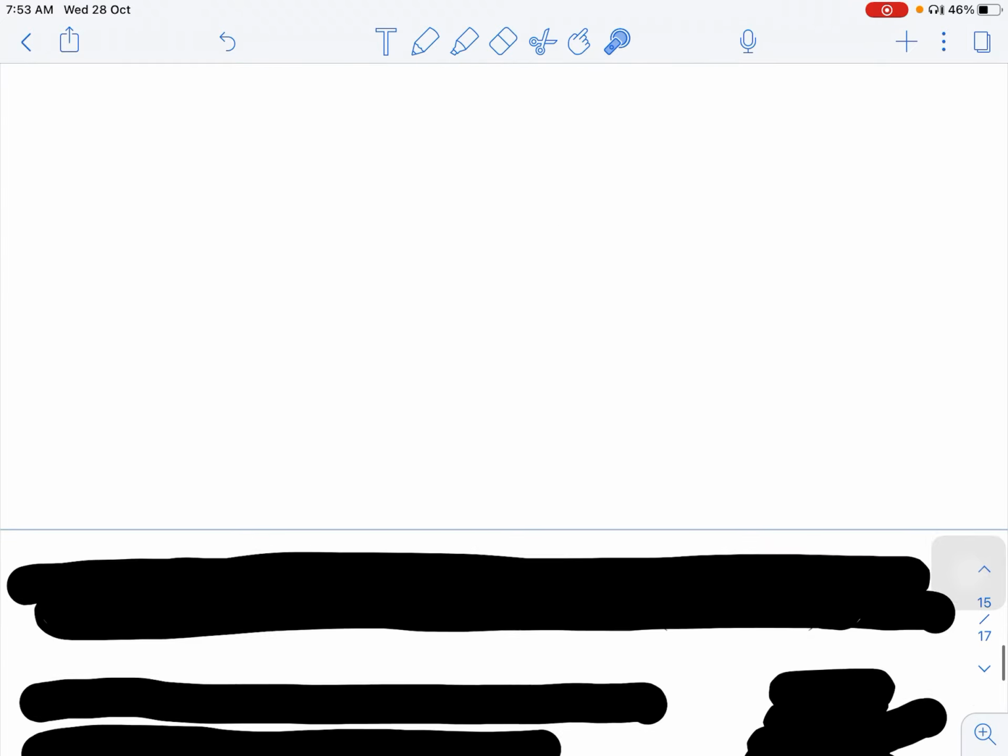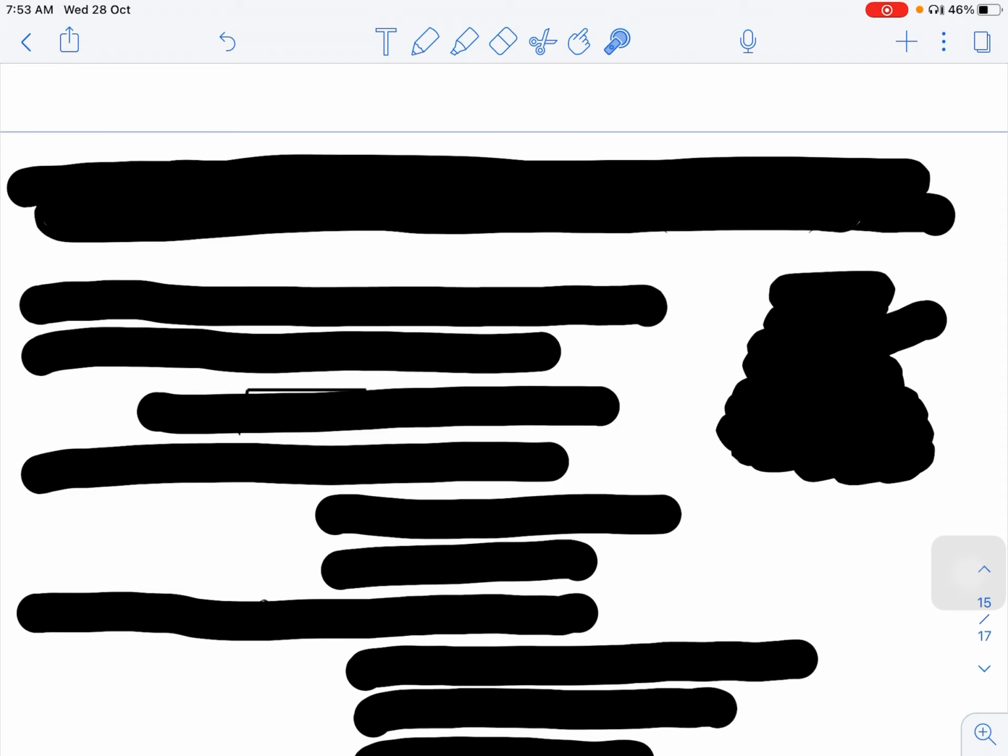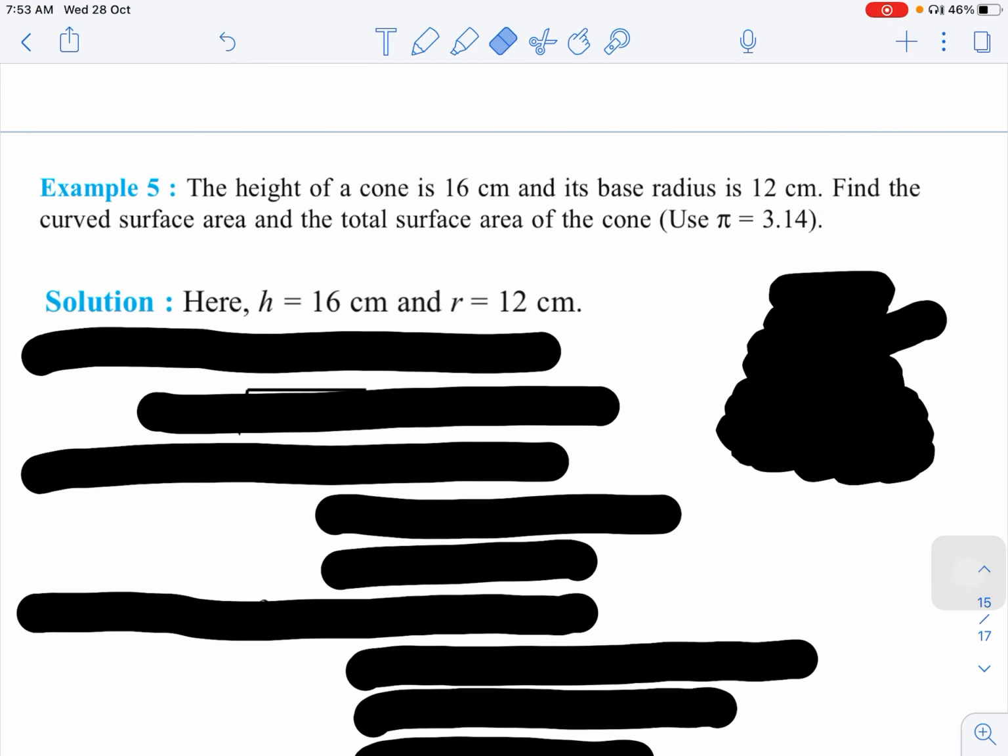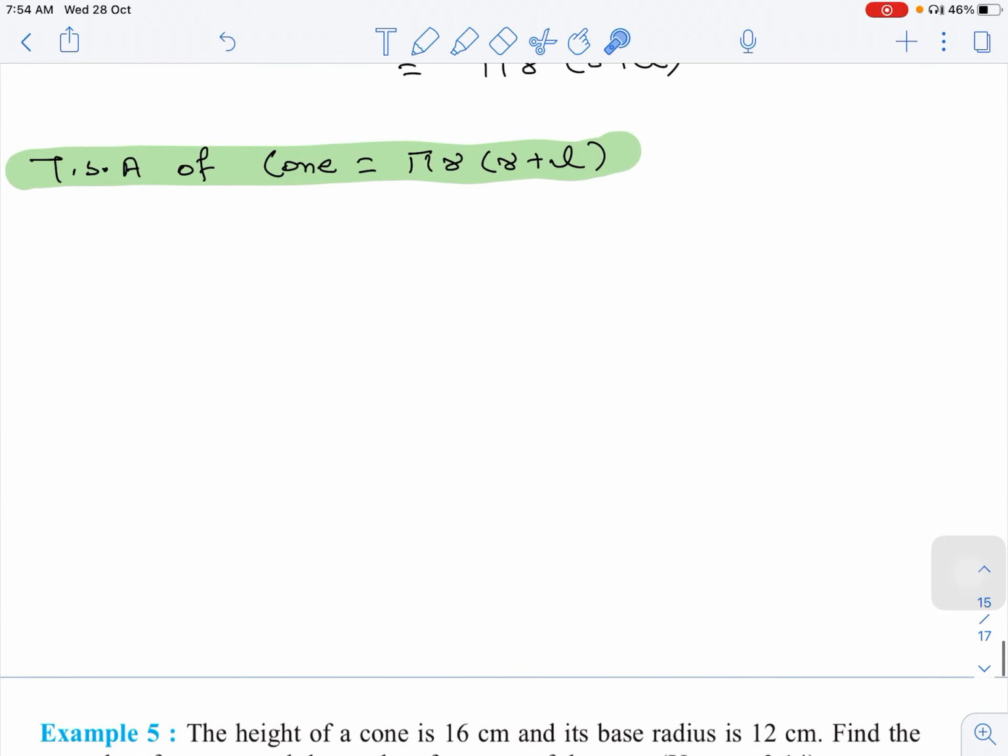Now let us solve one example based on this. Here it is given that the height of a cone is 16 centimeter and its base radius is 12 centimeter. We have to find the CSA and the TSA of the cone using the value of pi as 3.14. First let us mention what the given things are. We are given the height of the cone, which means it is the perpendicular height. Next, it is given that the base radius is 12 centimeter.